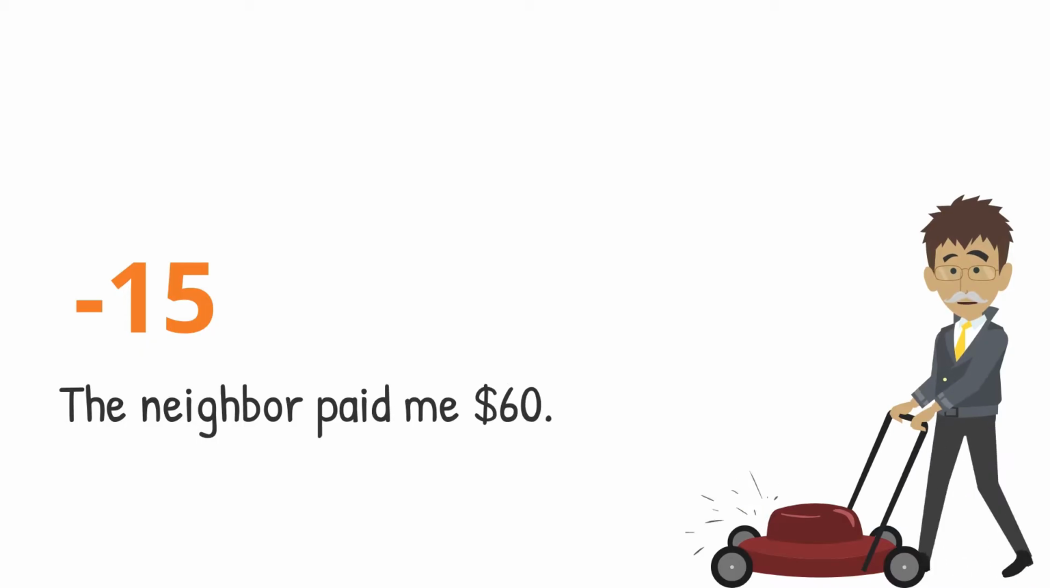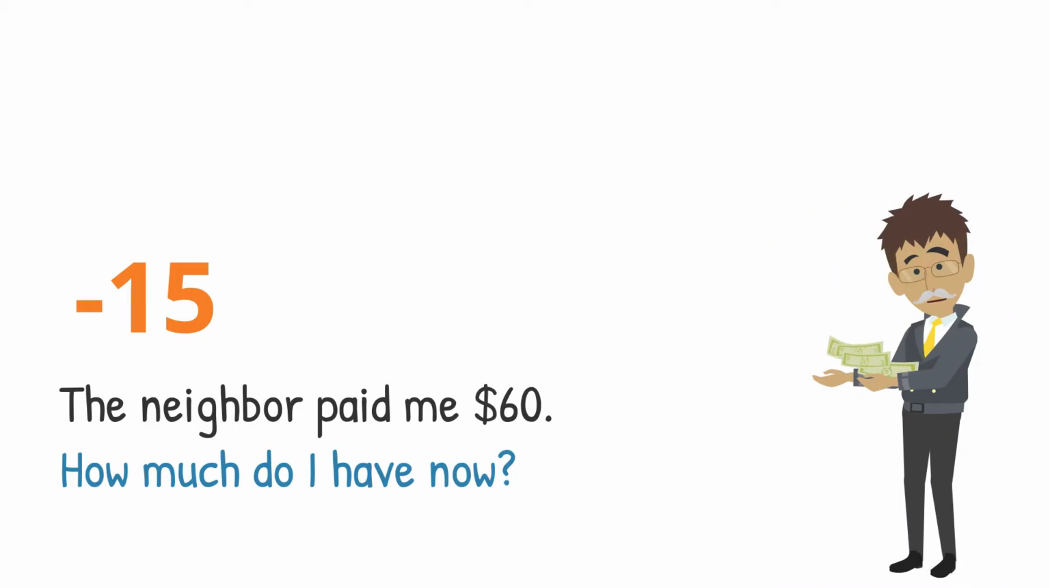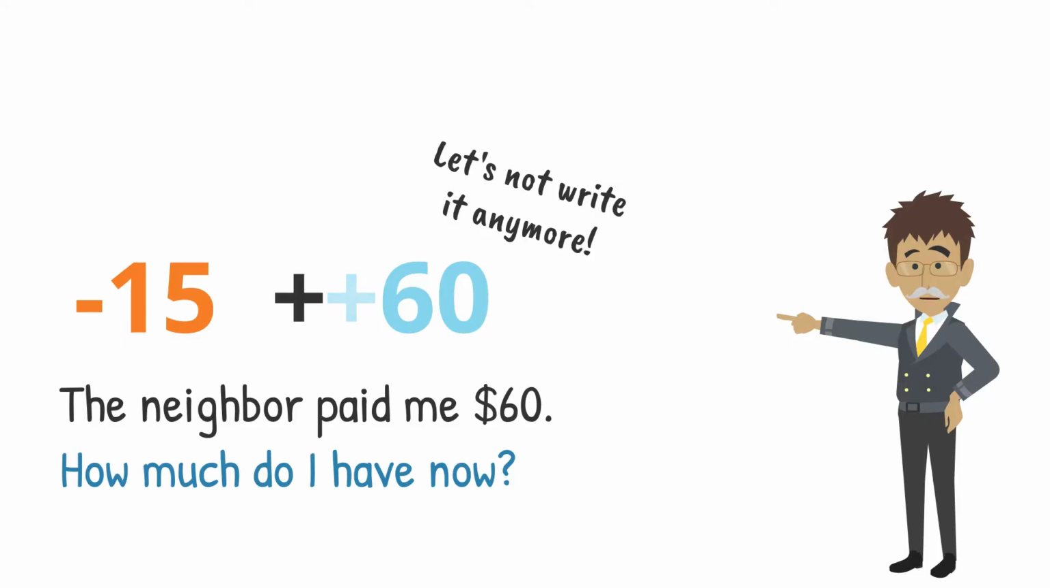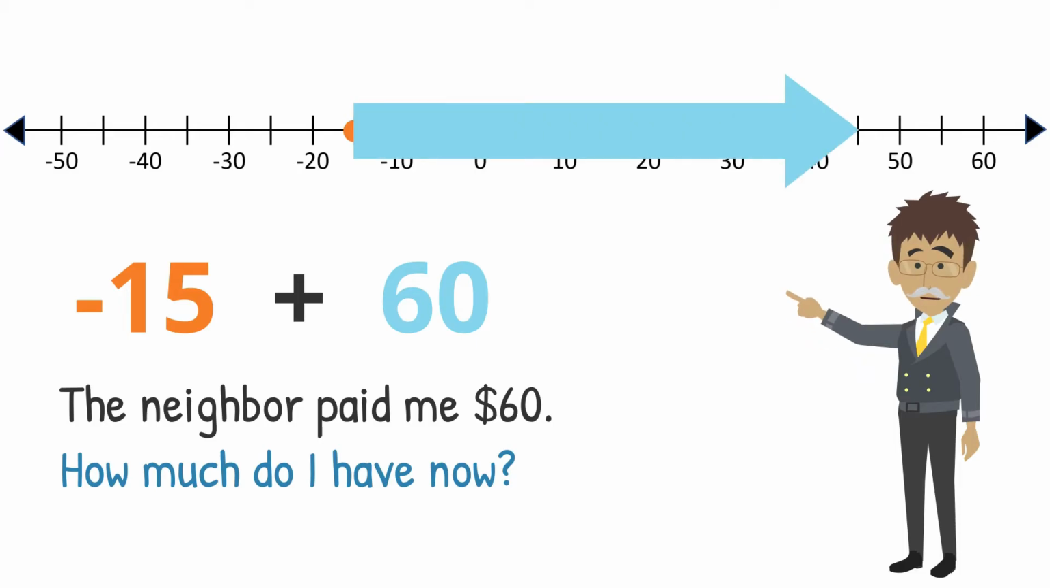Then I earned $60 helping a neighbor. How much do I have now? The numerical expression is -15 plus 60. While the 60 is positive, we do not generally write the positive symbol. On the number line, I start at -15 and move right 60 units, ending at +45.